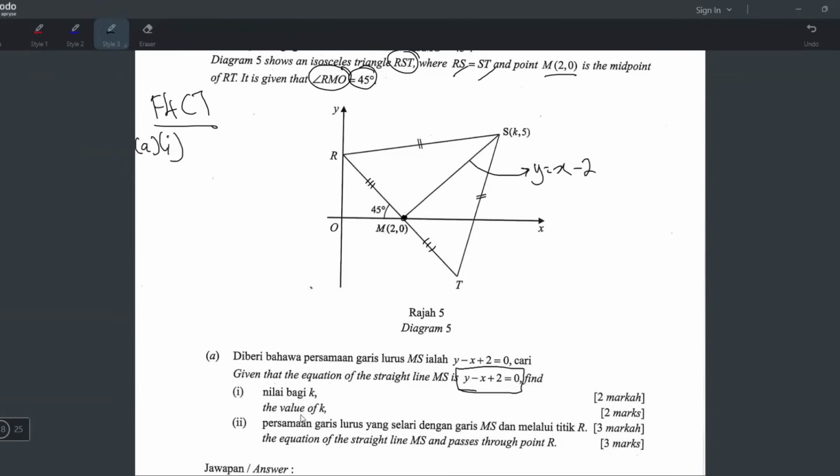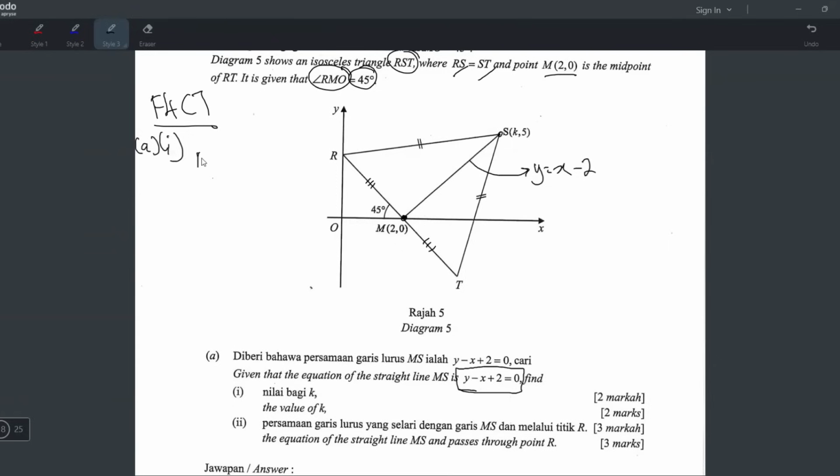And then find question number 1, the value of k. Okay, where's k? This one. K is the x coordinate of this point. Alright, I'm done reading the question. So how to find it? Well, use the gradient formula. Actually, there are two methods. Okay, let me show you the first method.